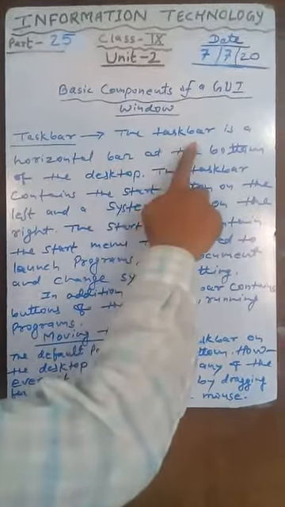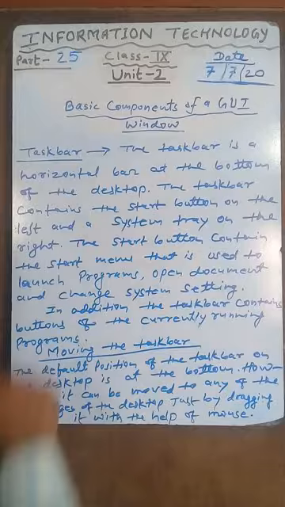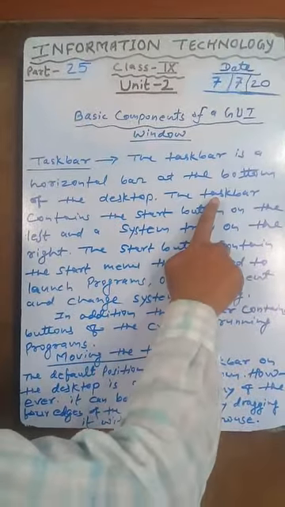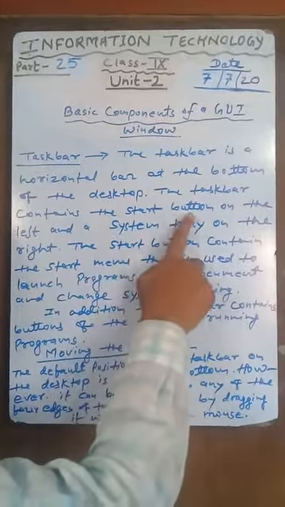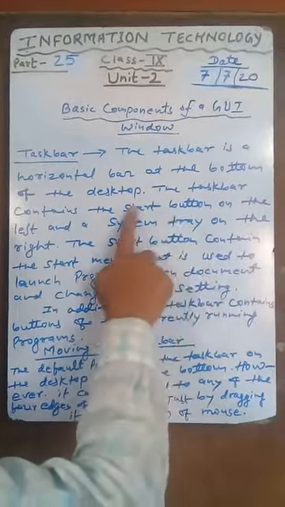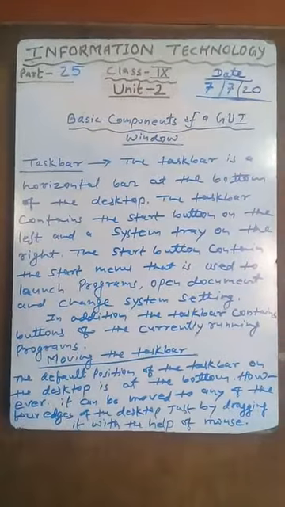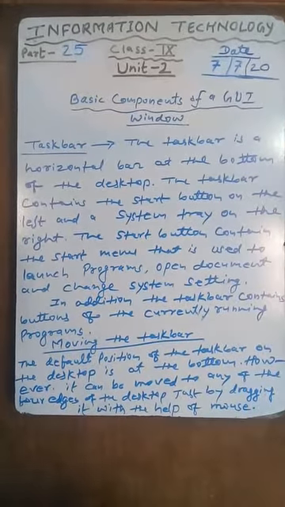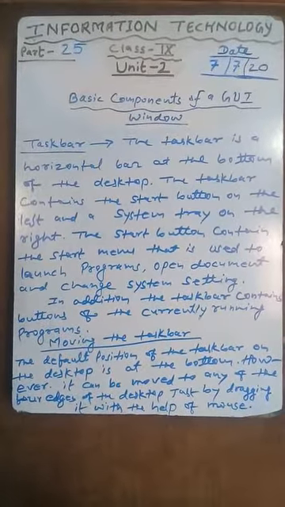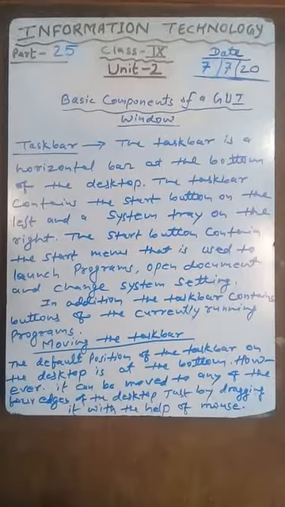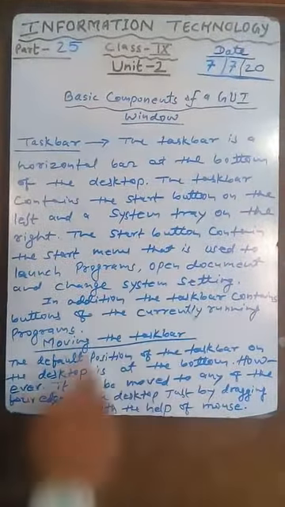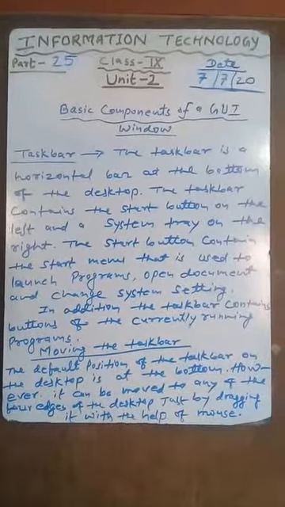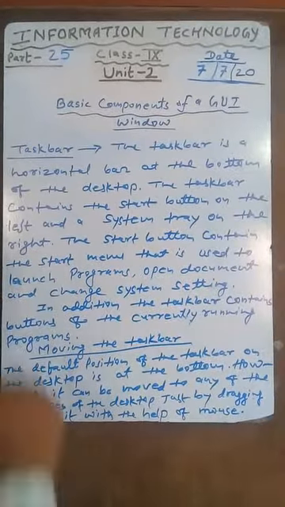The taskbar contains the start button on the left and a system tray on the right. That means the taskbar is the horizontal bar at the bottom of the desktop. The taskbar contains the start button and the system tray on the right side.